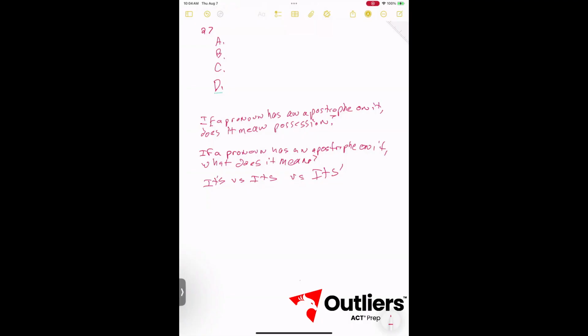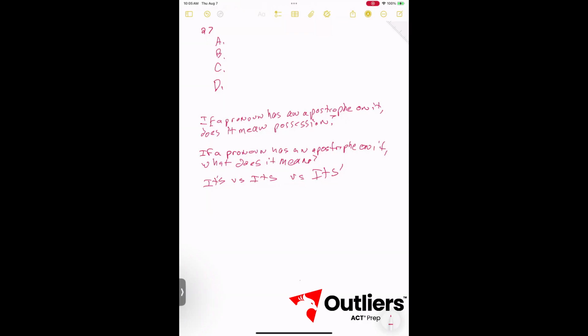So if an apostrophe is on a pronoun, what does that mean? It means there are missing letters. It is a contraction. And it would help a lot of you to say it in its contracted or expanded form so that you can easily hear that it is wrong. That is, in general, true of all contractions on the ACT. Just say them in their expanded form will help you eliminate wrong answers faster.